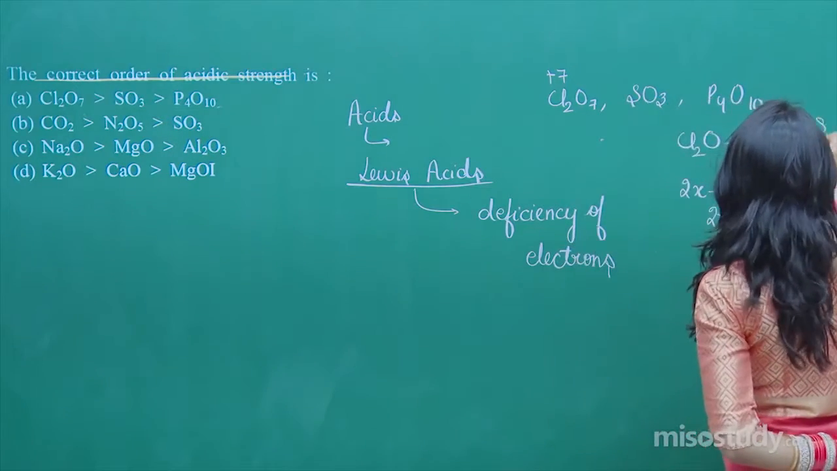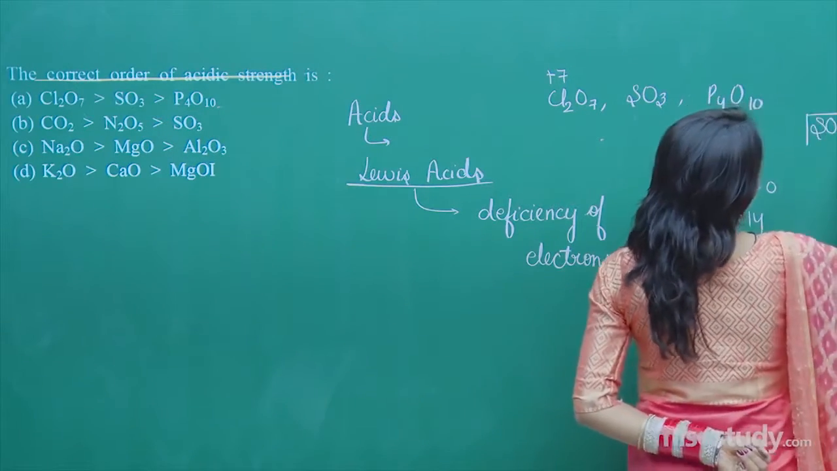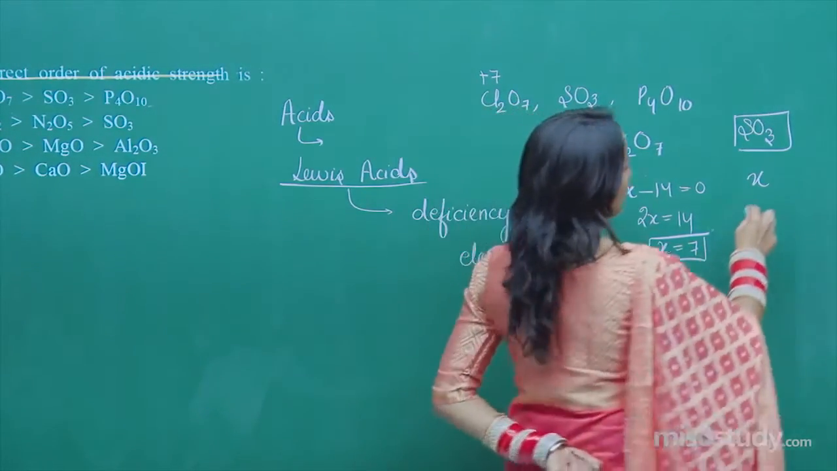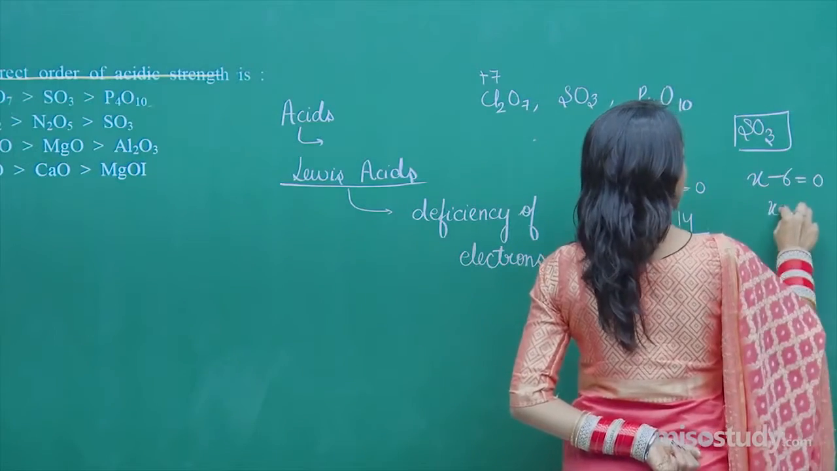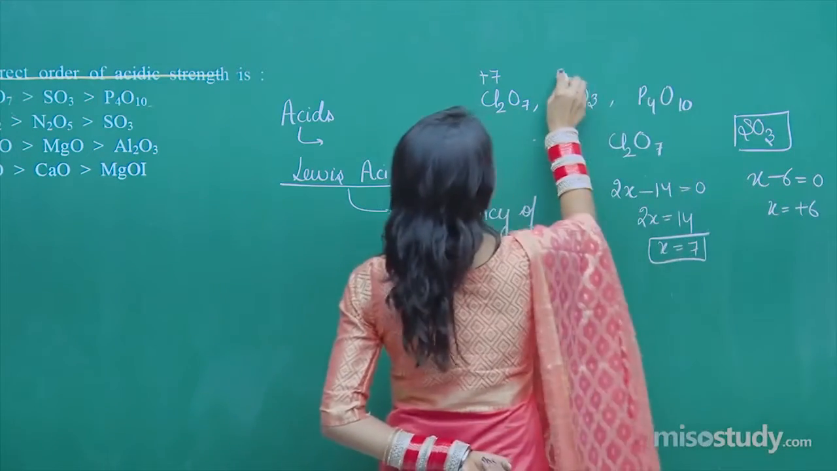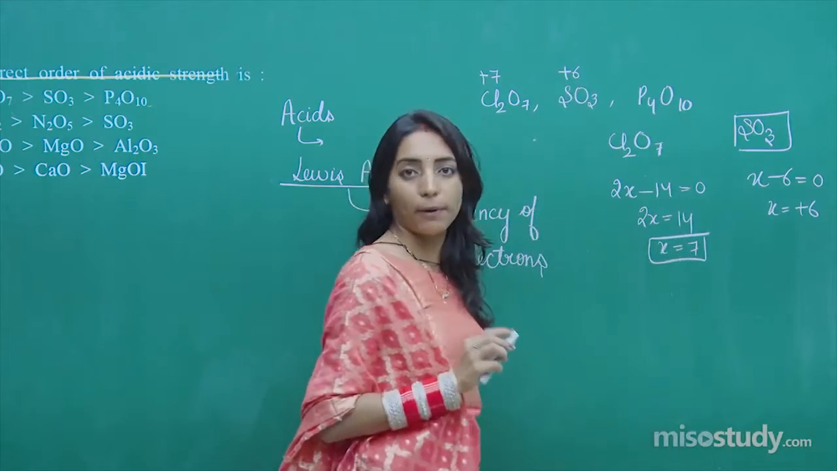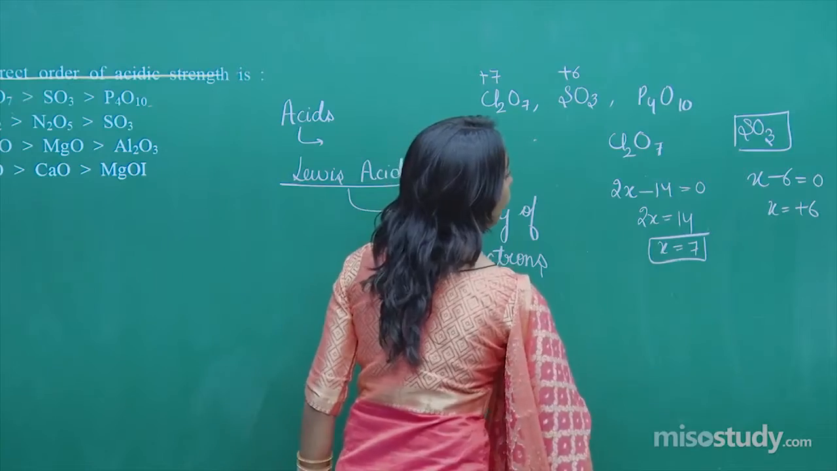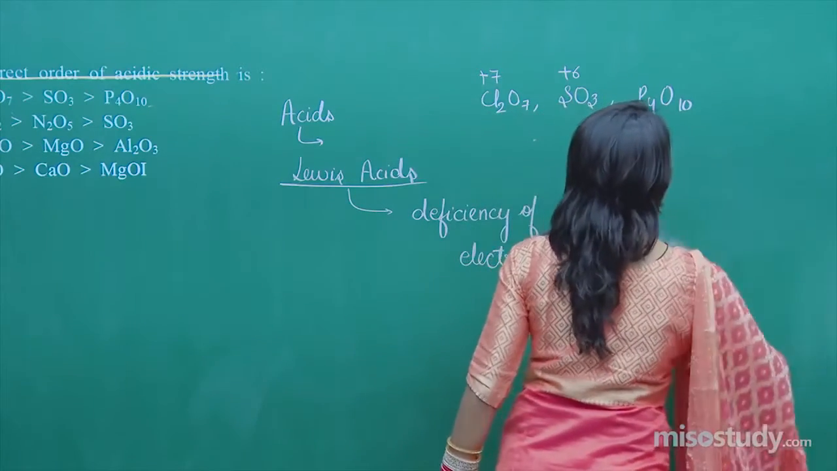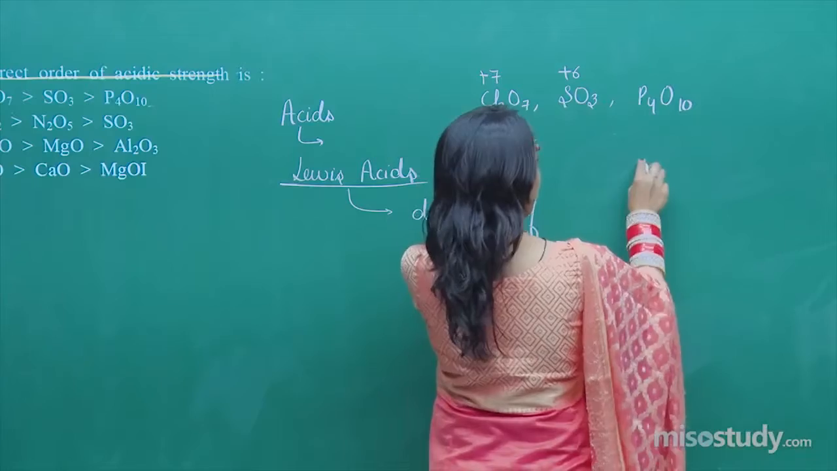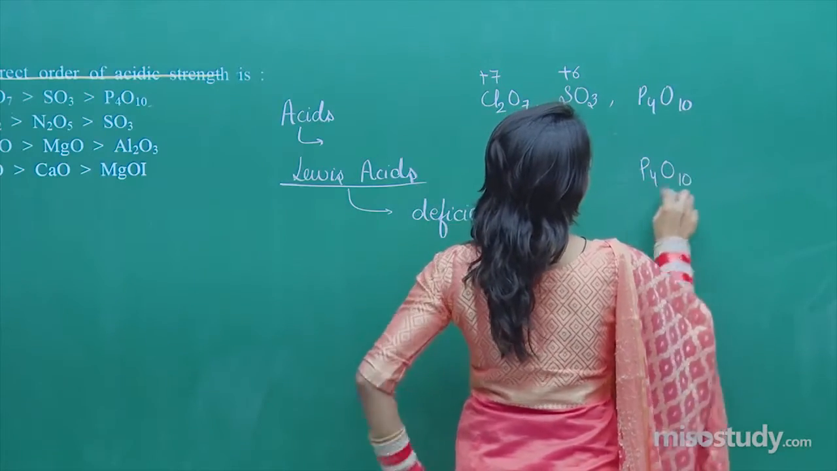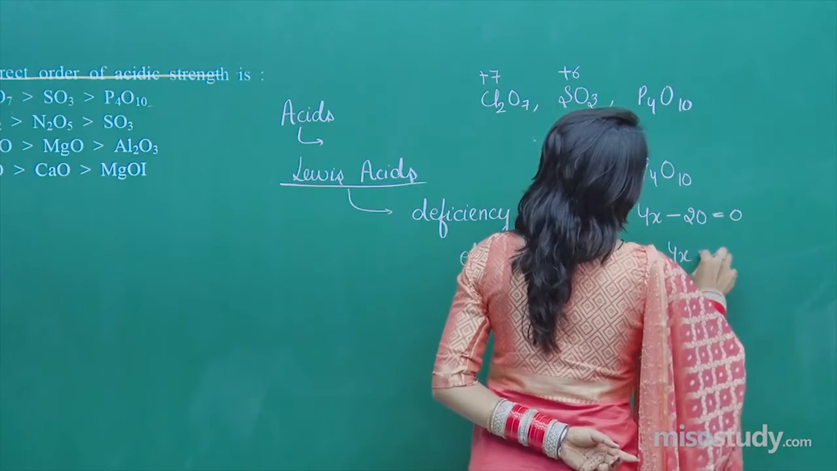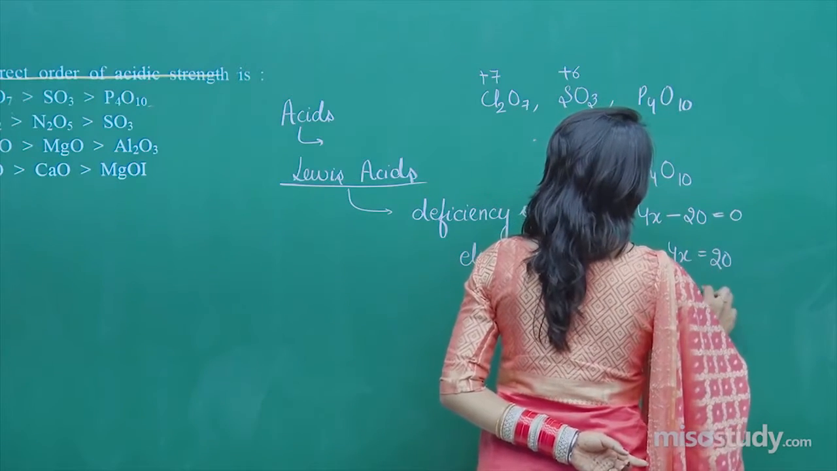Now if I talk about SO3, consider x to be the oxidation state of sulfur. So x minus 6 is 0 and x is equal to plus 6. So the oxidation state of sulfur in SO3 is plus 6. Okay. Like this, if I ask you to do the calculation for the oxidation state of phosphorus in P4O10, how will you do it? So we have P4O10, 4x minus 20 is 0, 4x is 20 and x is equal to plus 5.